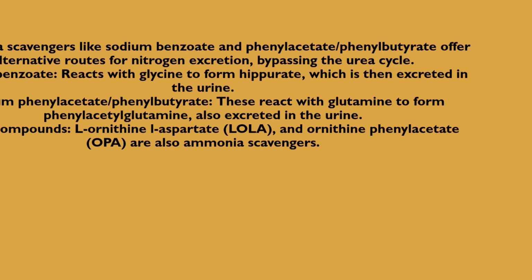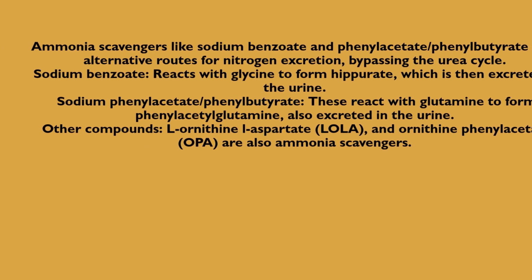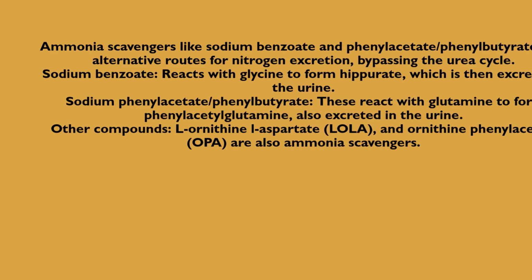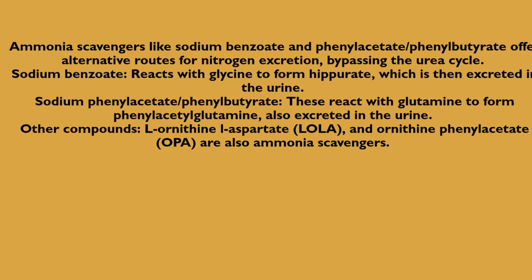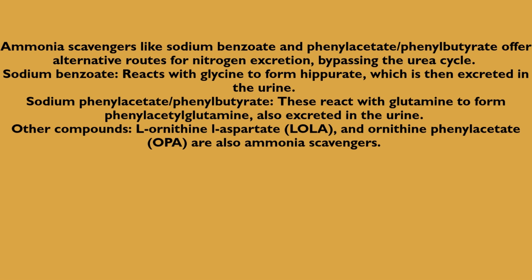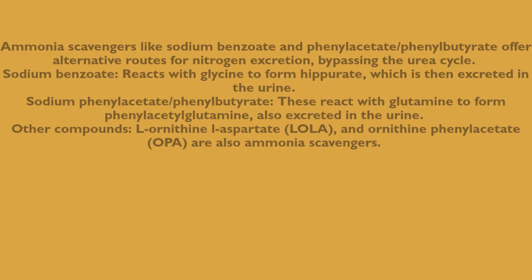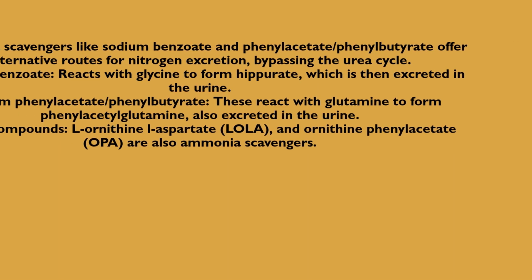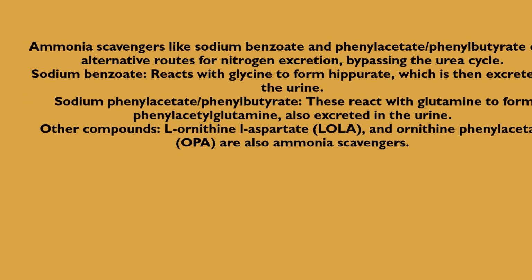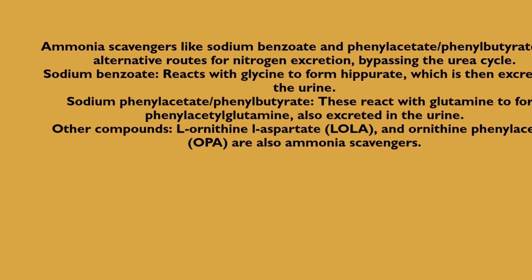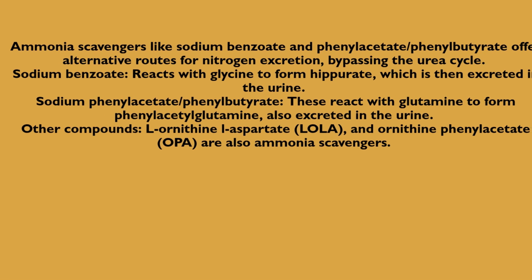Ammonia scavengers like sodium benzoate, phenylacetate, and phenylbutyrate offer alternative routes for nitrogen excretion, bypassing the urea cycle. Sodium benzoate reacts with glycine to form hippurate, which is then excreted in the urine. Sodium phenylacetate and phenylbutyrate react with glutamine to form phenylacetylglutamine, also excreted in the urine.